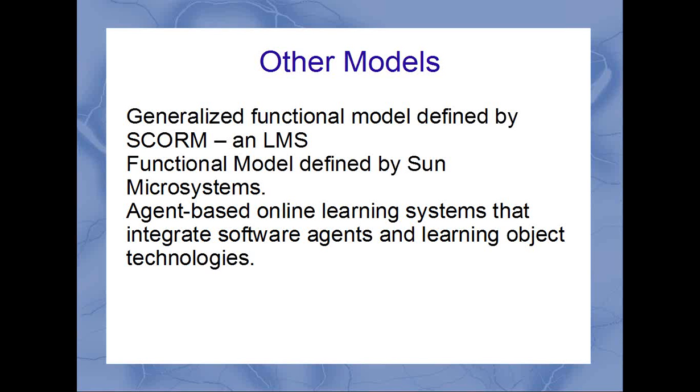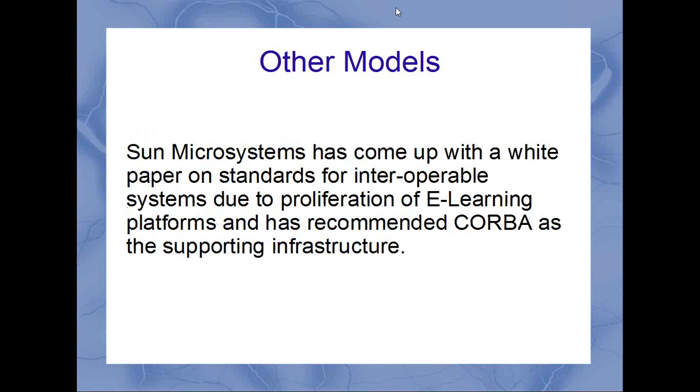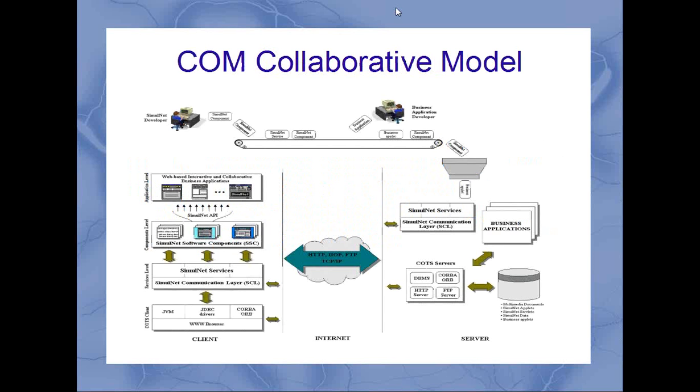What we need to do is bring these together and form a collaborative model amongst them. We cannot ask all the universities to change their systems overnight just so that they become collaborative. So what we need to bring about are certain standards which are applicable to all kinds of varied systems existing in the world today. Sun Microsystems has done quite a bit of work in this. It has come up with a white paper on standards for interoperable systems, and these have been recommended to use CORBA as a supporting infrastructure. This is one example of a collaborative model.